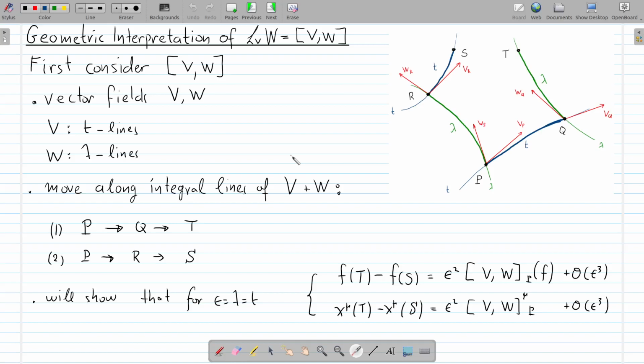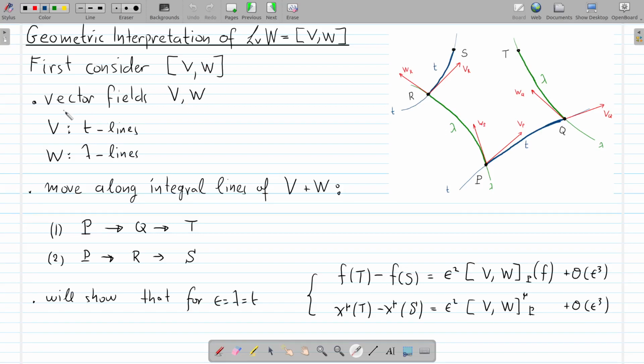So now let's move on and discuss the geometric interpretation of the relation that connects the Lie derivative of W with respect to V and the commutator of V with W. Let's consider first the commutator of V and W.